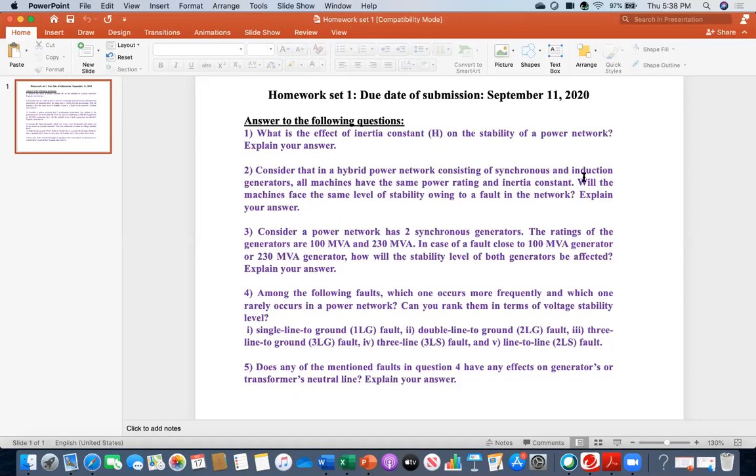Also, the induction generator does not have the AVR and governor system. On the other hand, a synchronous generator, even though it may have the same inertia constant and same power rating as the induction generator, has AVR and governor. There are some protection or control means. So that's why they will not face the same level of stability due to any fault in the system. The induction generator will be affected more than the synchronous generator. That will be the appropriate answer.